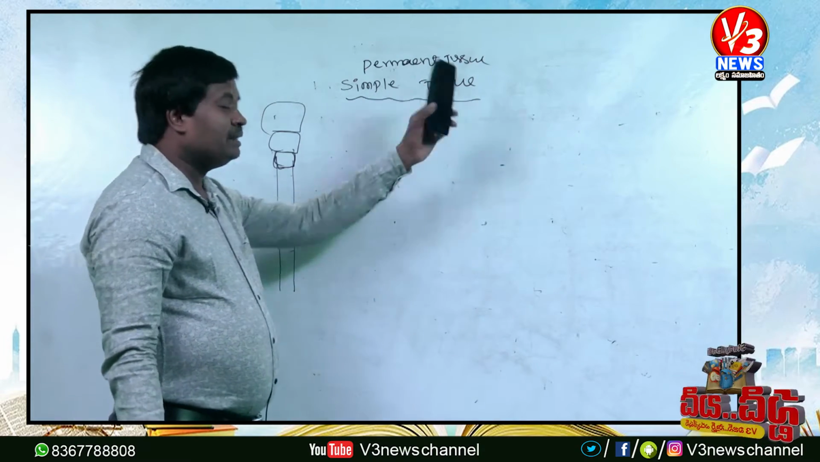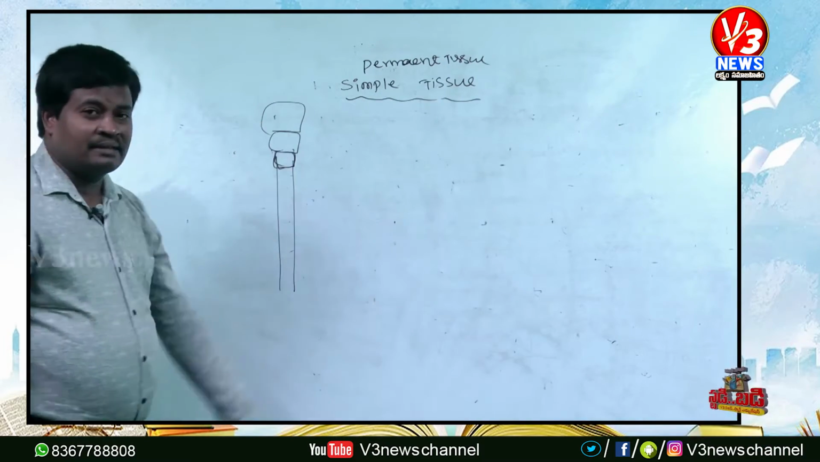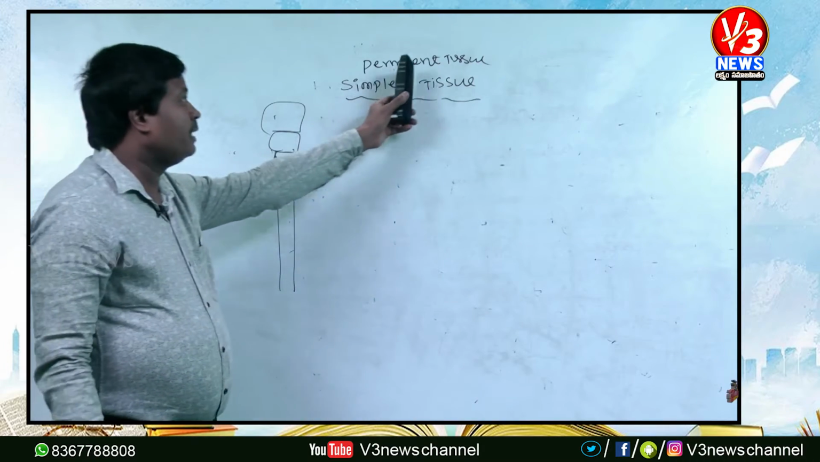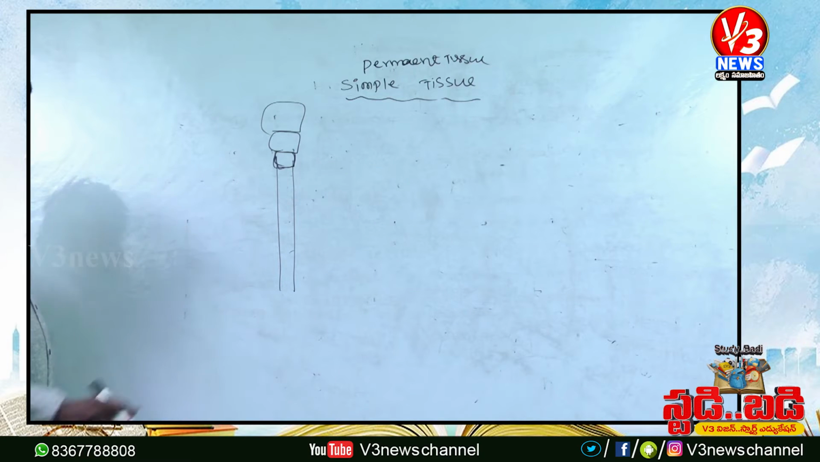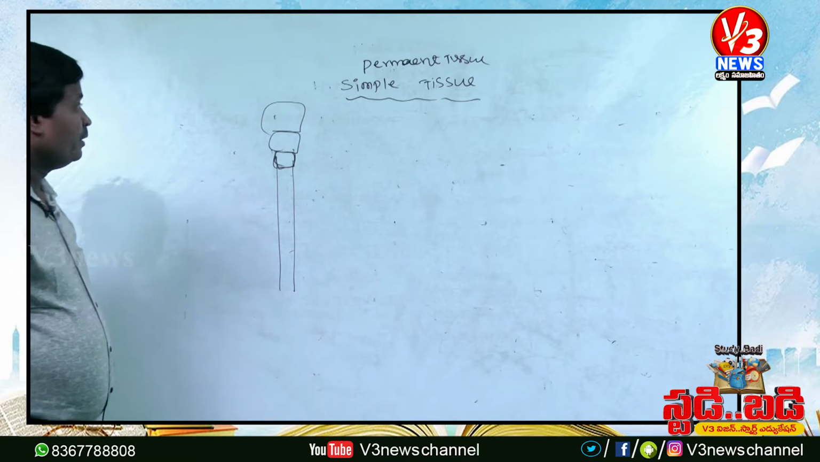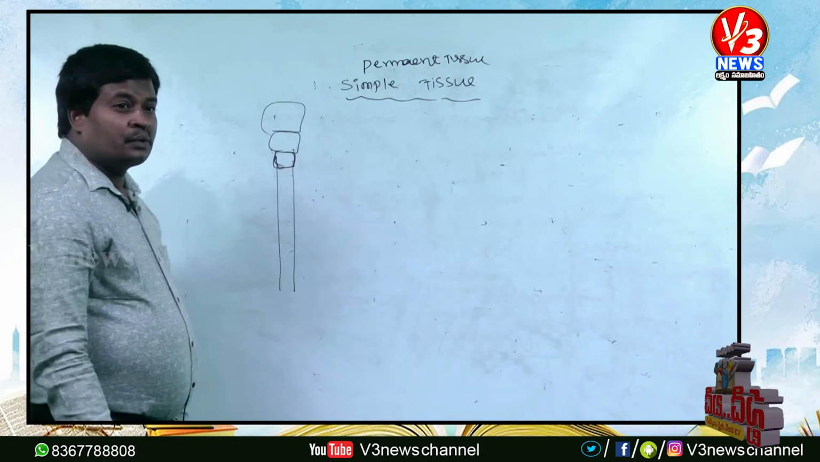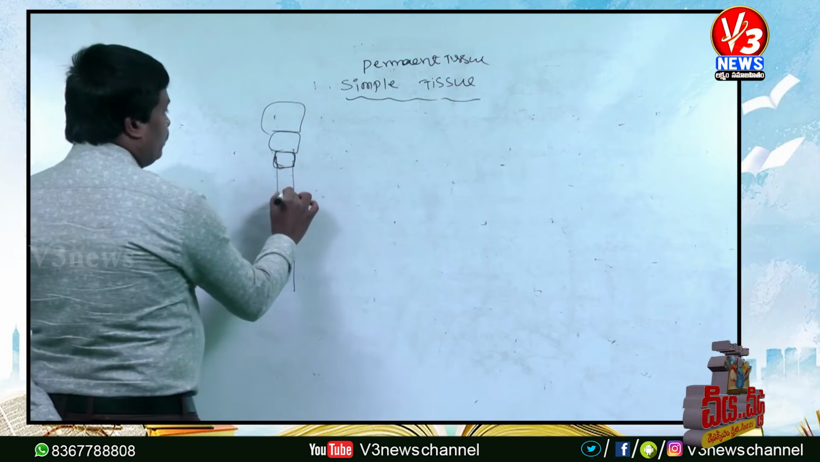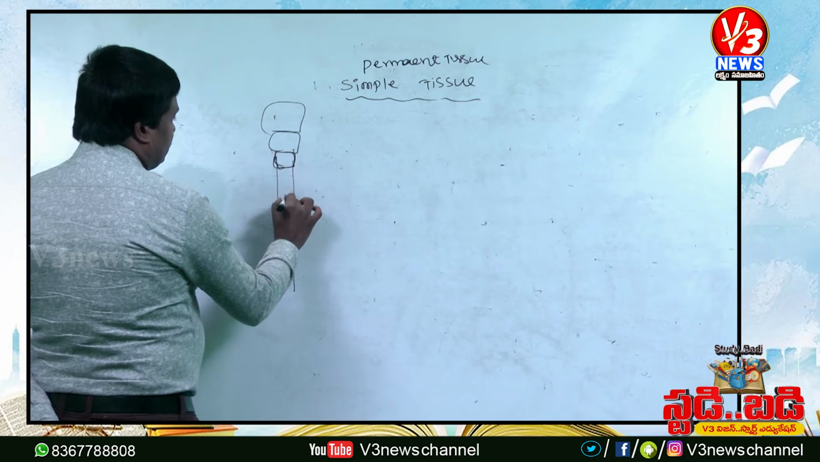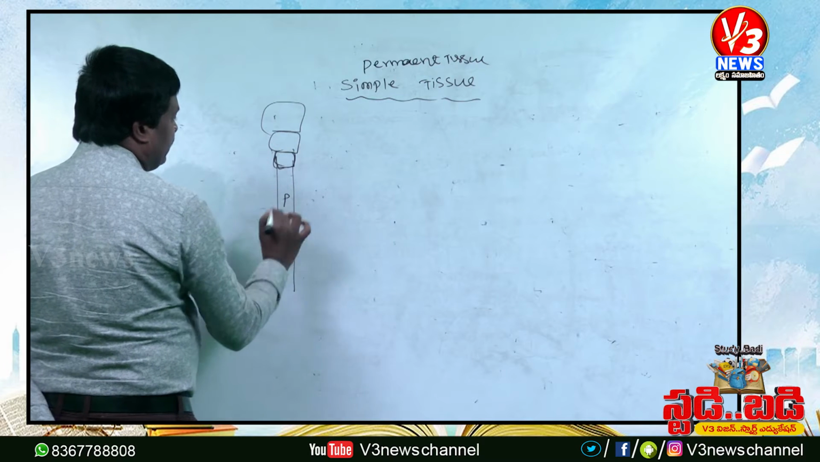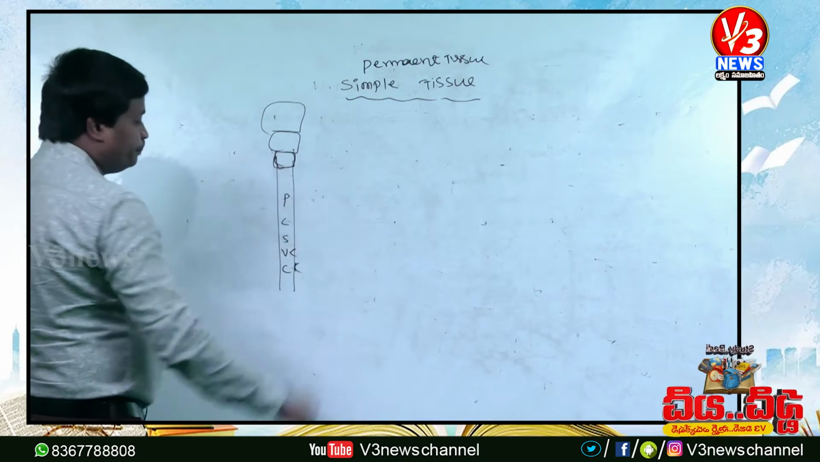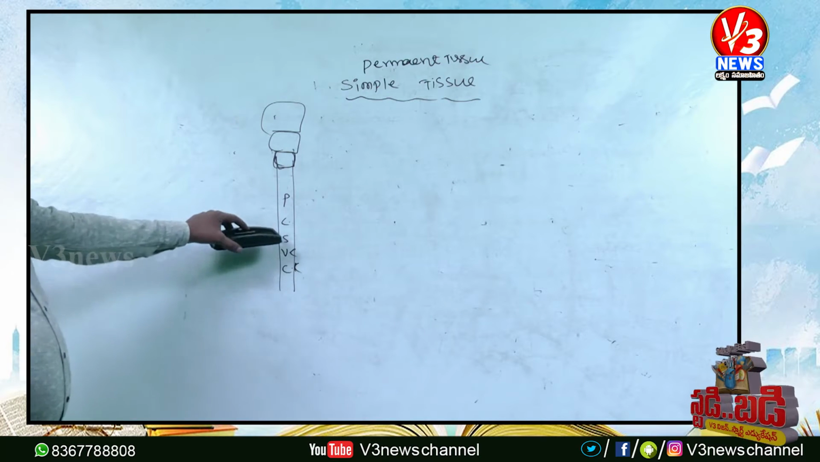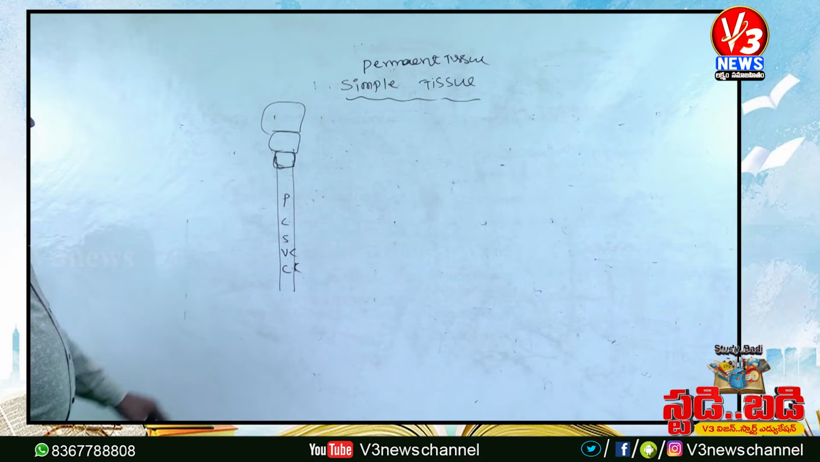Next, what is the permanent tissue? This was the function of the meristem, but what is the next type of tissue? Permanent tissue is divided into simple tissue and complex tissue. For example, as I told you in the last class: parenchyma, collenchyma, sclerenchyma, vascular cambium, cork cambium. All these types of plant tissues are developed from the meristematic tissue.